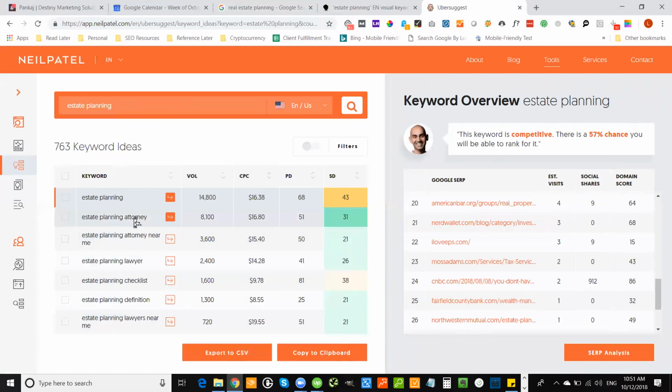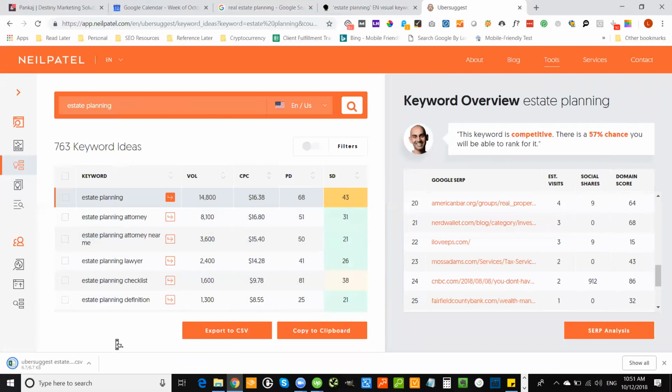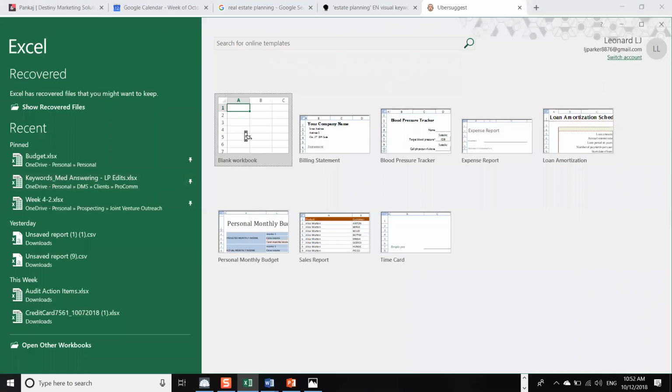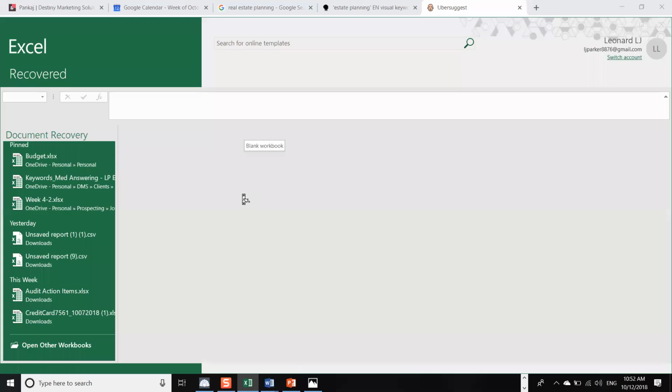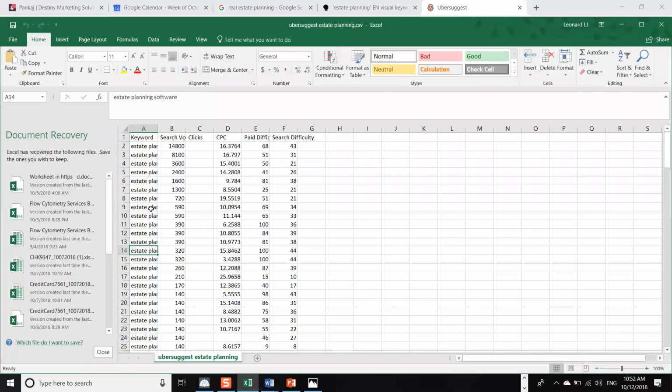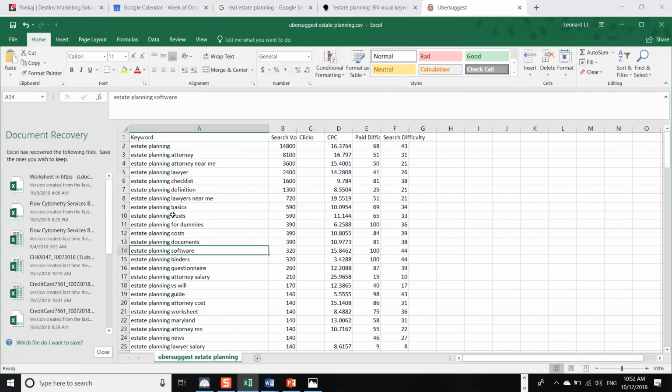Maybe if you click to export to CSV, it may have all of them. Good point. Let's see. Yeah, you're right, so you'll see the complete list here.